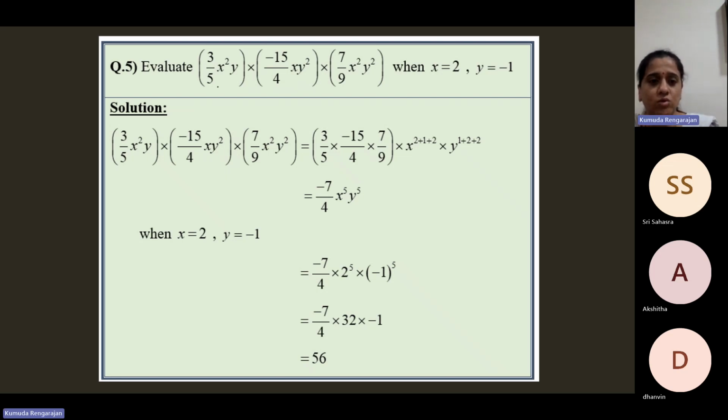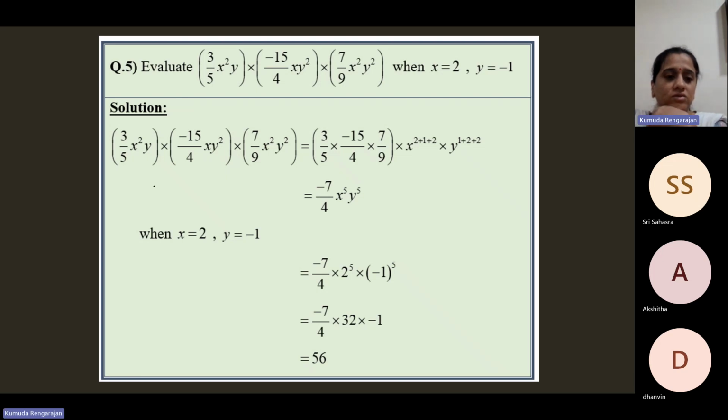Evaluate. So this is a monomial. This is a monomial. This is a monomial. Single term. See here, there is no plus or minus in the middle. Here also, there is no plus or minus sign between them. So there's a single term, a single term. These three are monomials. We'll have to multiply these three monomials, and then find the value of this when x is 2 and y is minus 1.